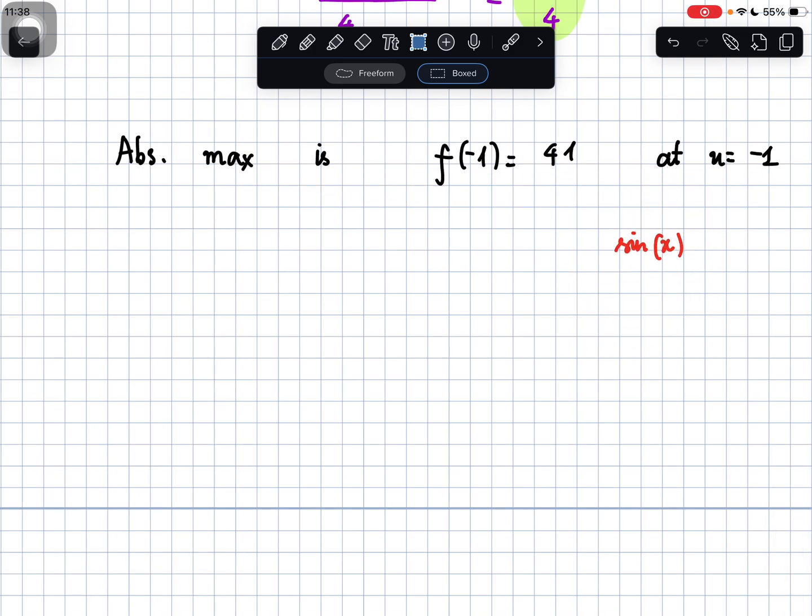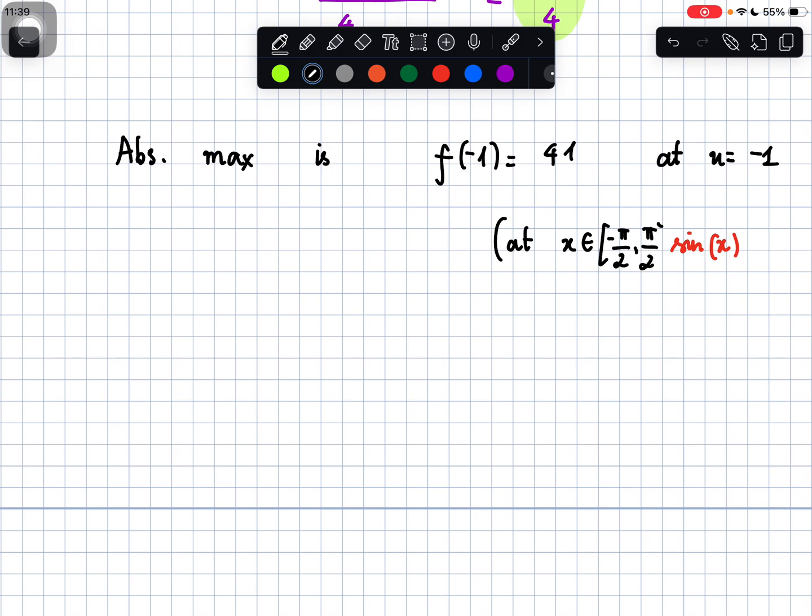At x between minus pi over 2 and pi over 2 such that sine of x equal to minus 1, therefore we are talking about this point, minus pi over 2. They did not ask us though, but if they did, then at x equal to minus pi over 2.